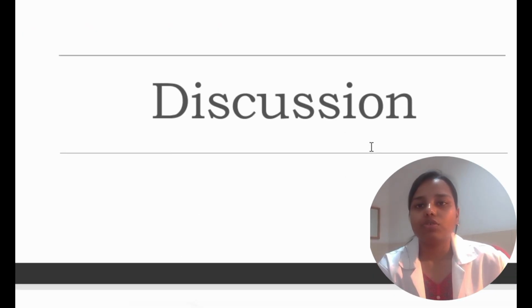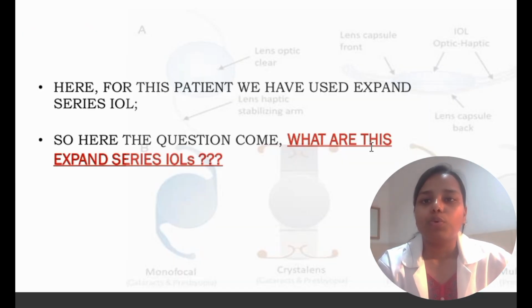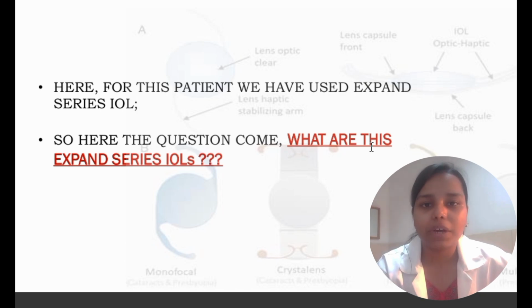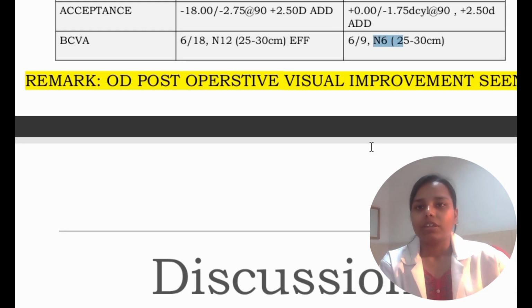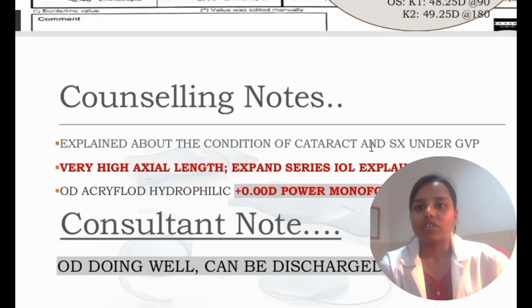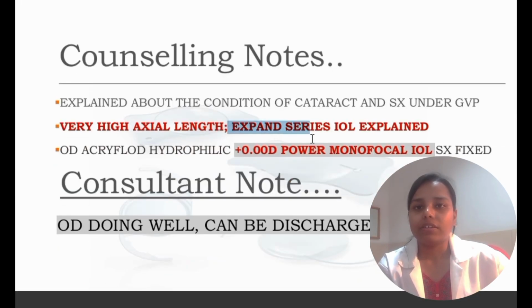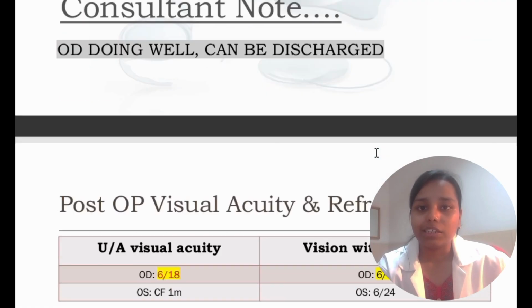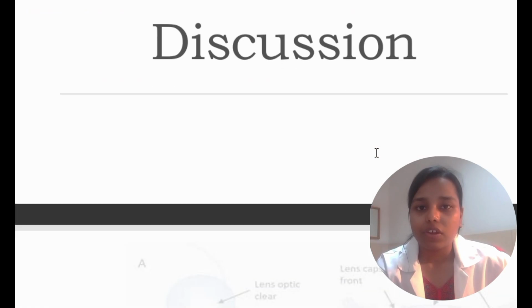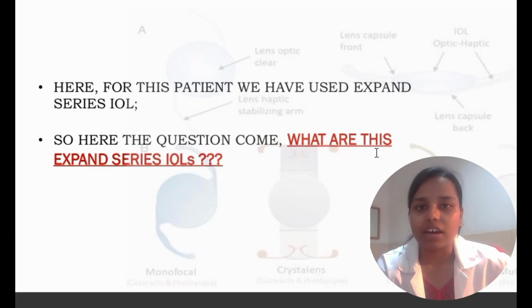Okay, so first we have to know what this expand series IOL is. I have told you guys that the counselor put in his notes that we needed the expand series IOL, which means the patient has been implanted with the expand series IOL. Why that expand series IOL, and what is it?